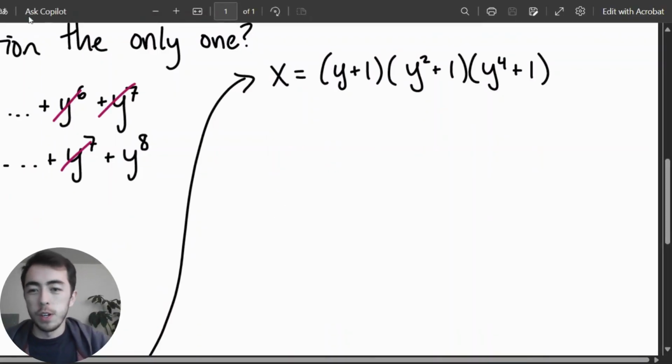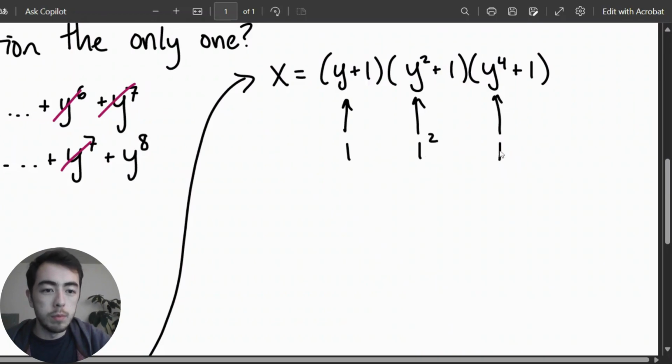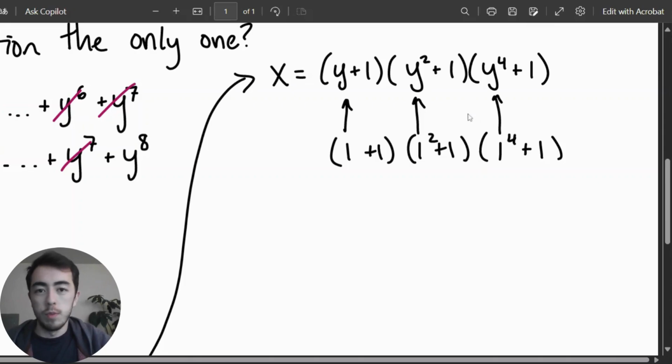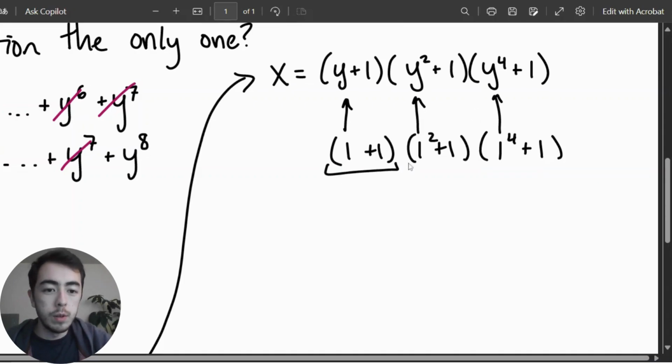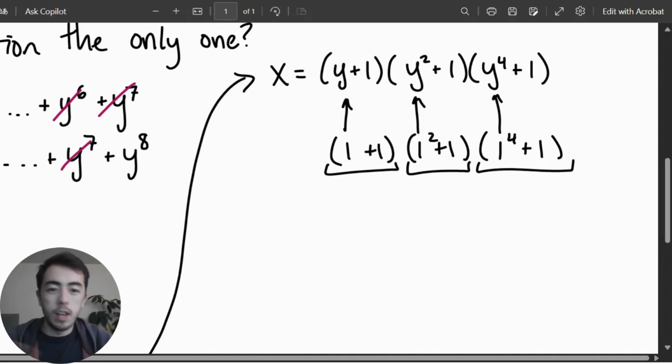Just as a little reassurance that this formula works, earlier I tried y equals 1. And so if I take a 1 and plug it in all those spots where I have y's, then I should get 8. Because 1 squared and 1 to the 4th, they're both just 1s. And then I have a 2 times 2 times 2, which is 8. Cool. So this formula checks out, at least for y equals 1. That gives me a little bit more confidence that this formula does actually represent the sum, just written in a different way.